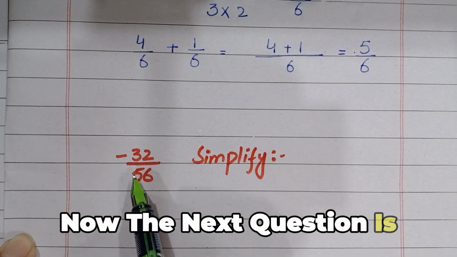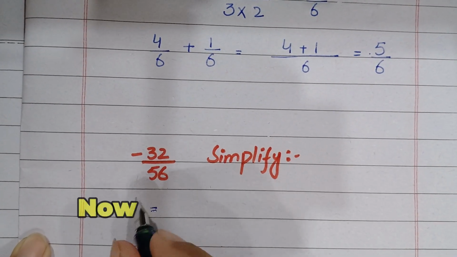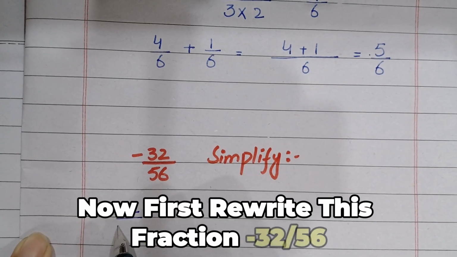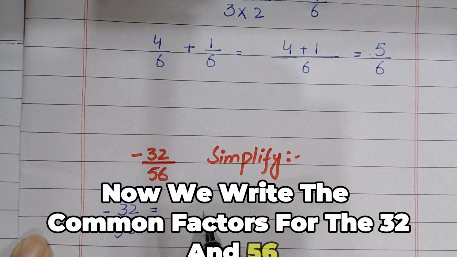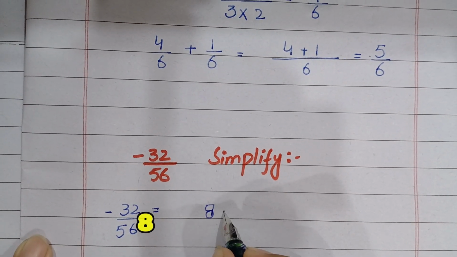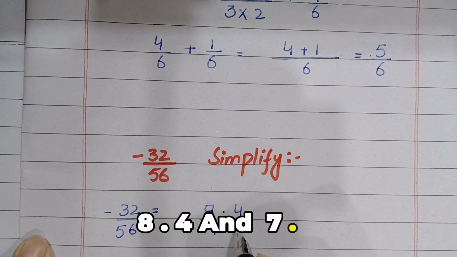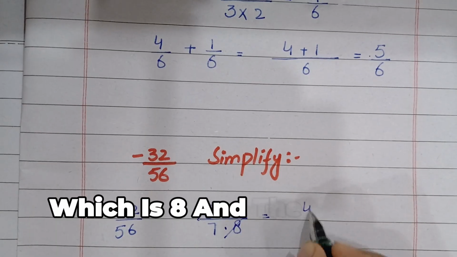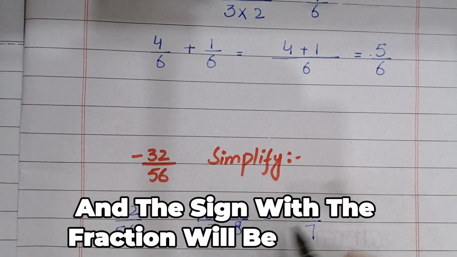Now the next question is to simplify this fraction by taking the common factors. First rewrite this fraction, 32/56. Now write the factors for 32 and 56, which are 8 multiply 4, and for 56, 7 multiply 8. Now remove the common factor, which is 8, and the answer will be 7, and the sign of the fraction will remain.